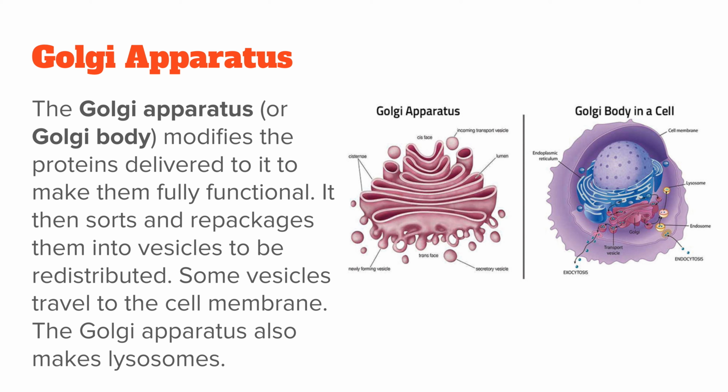Oftentimes, vesicles created by the Golgi apparatus are destined for outside the cell, which is why they need to be in the vesicle in the first place. They need to be able to have the vesicle merge with the cell membrane in order to release them into the environment. However, that's not always the case. The Golgi apparatus also makes lysosomes. And remember that lysosomes are filled with those toxic, destructive chemicals that you don't want interacting with the rest of the cell unless you really have to.